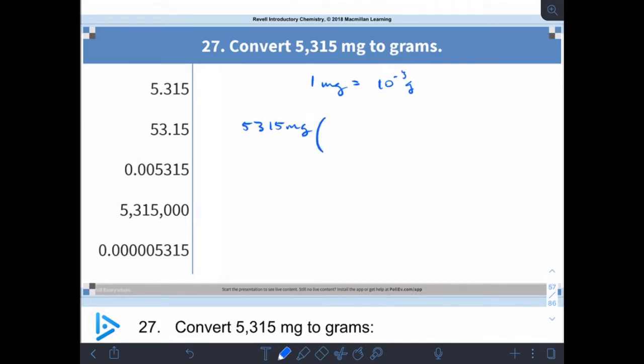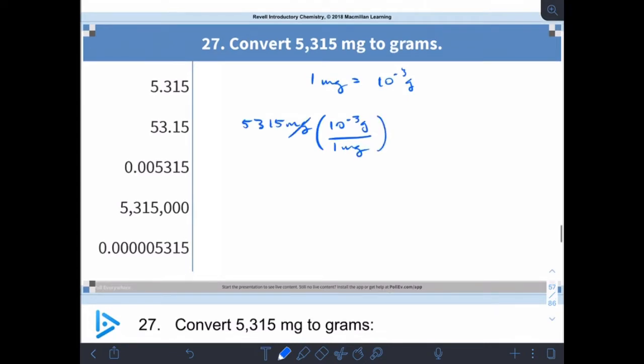And I'm going to use a conversion factor that has milligrams on the bottom. So 10 to the minus 3 grams on top, 1 milligram on the bottom. So our milligrams will cancel. And our final answer should come out to be 5.315 grams. So that would be our first answer right there.